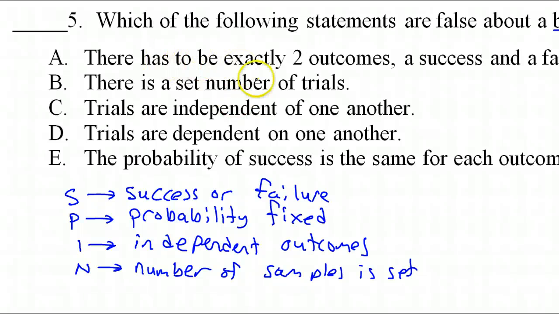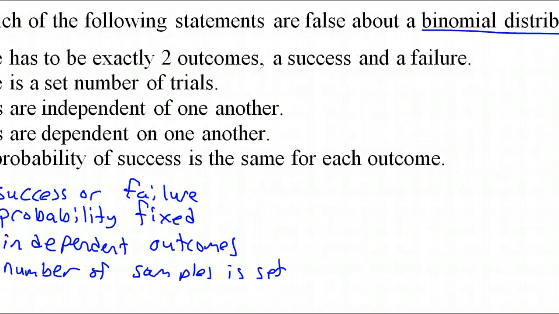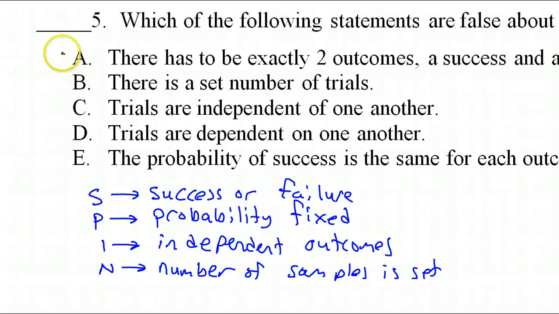Okay, there has to be exactly 2 outcomes, a success or a failure. Oh, well, that's the S of spin. There's a set number of trials. Okay, that's the N of spin. The trials are independent of one another. Okay, that's the I of spin. Okay, and then this one is the opposite. Trials are dependent on one another.